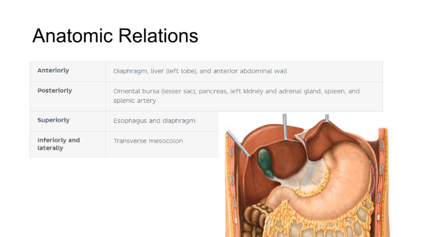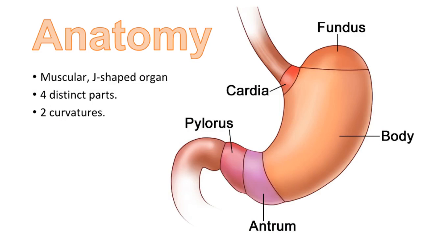Superiorly the esophagus and the diaphragm are in relation with the stomach. Inferiorly and laterally the transverse mesocolon is present. The stomach is a muscular J-shaped organ that expands when food fills in. The stomach is divided into 4 distinct parts: the cardia, fundus, body and the pylorus.